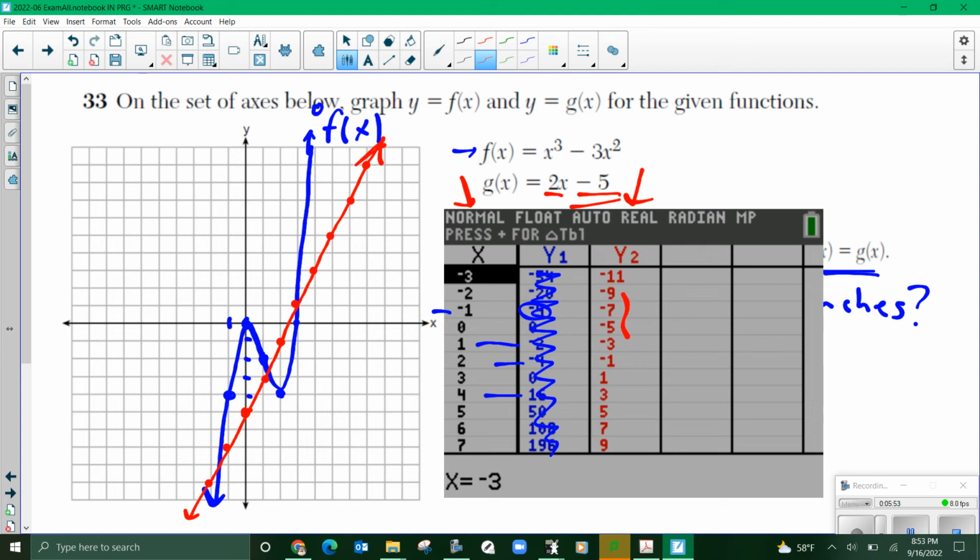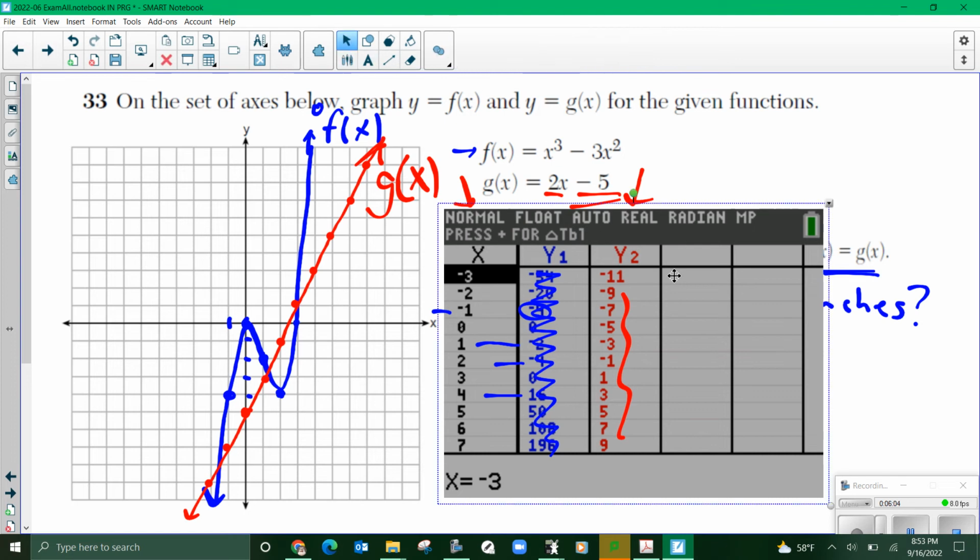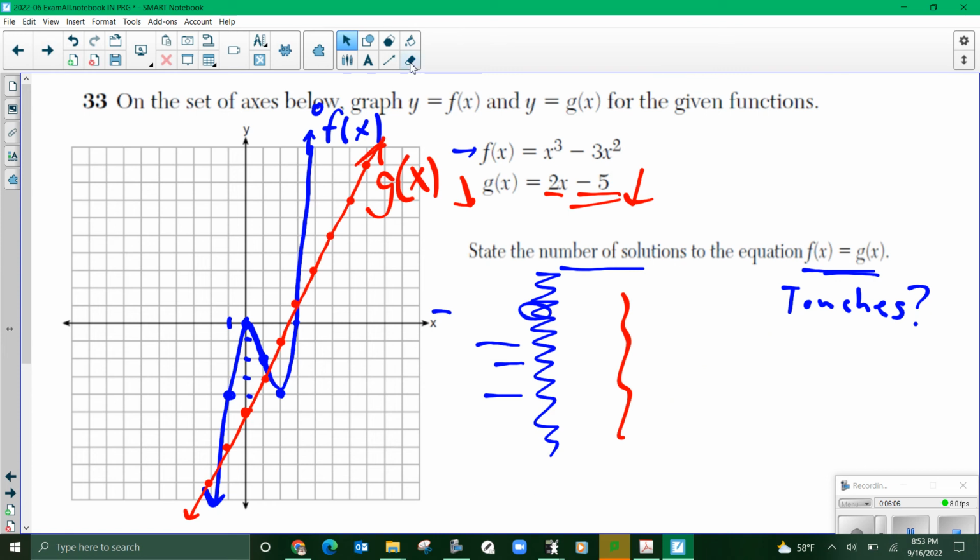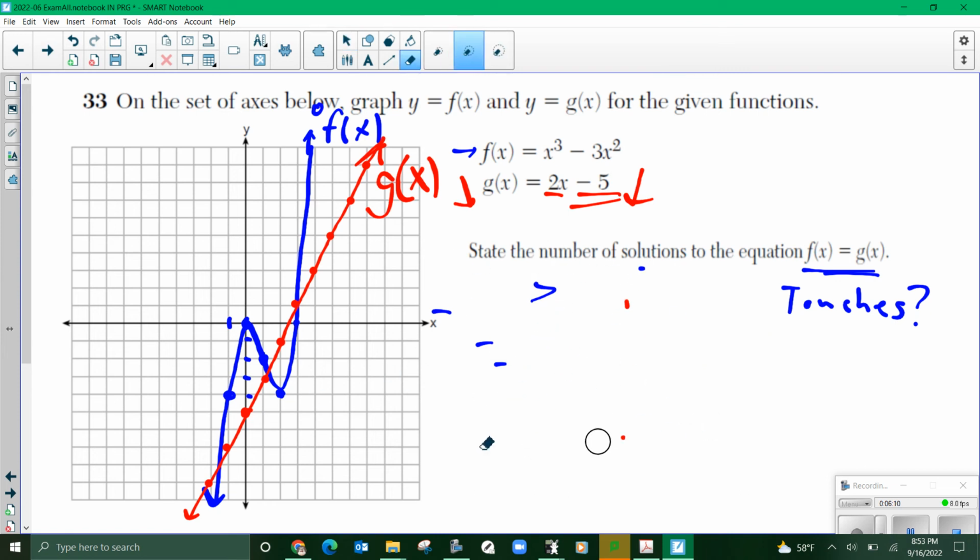Now, I could have followed these, but I would have gotten the same line. That's g of x. Okay, we are not done yet because it still asks us. I'm going to get rid of this table. I'm going to erase some things here. It asks us for the number of solutions.